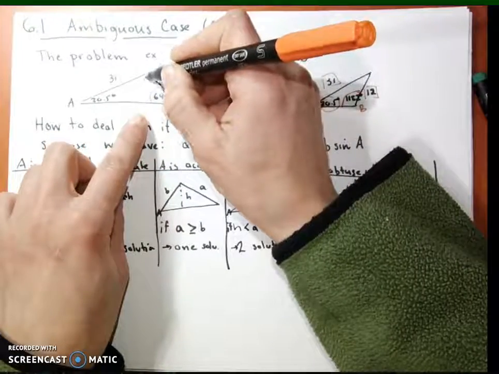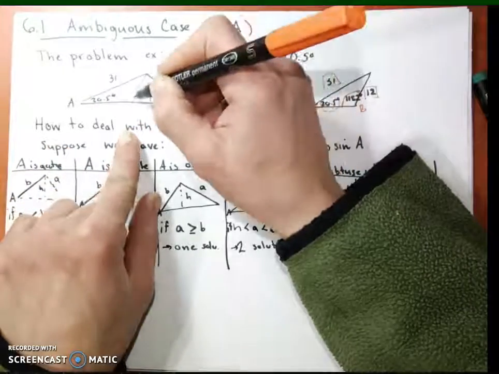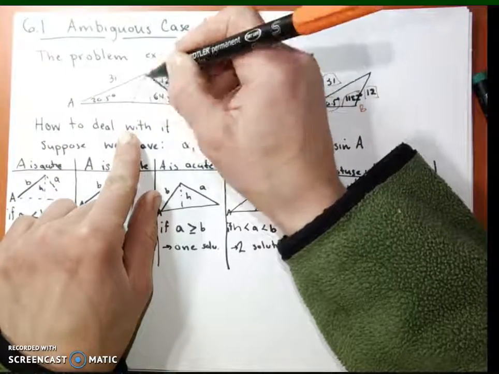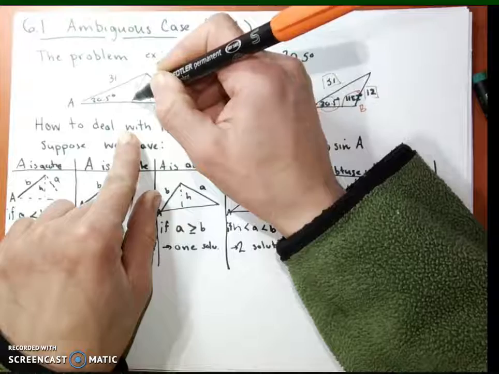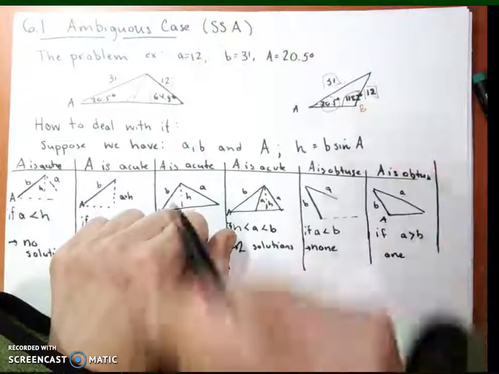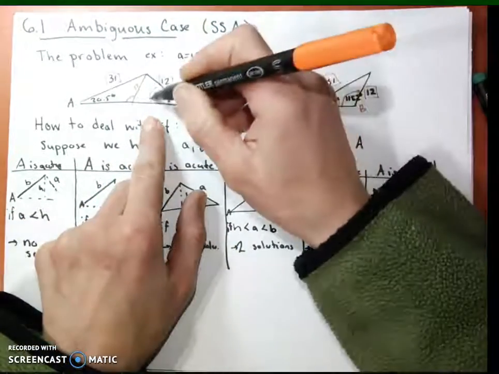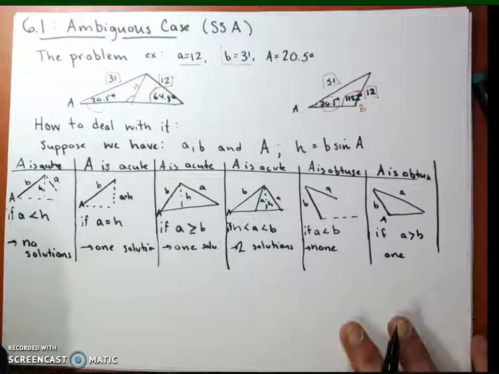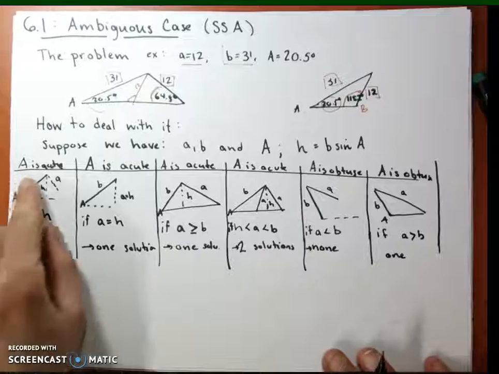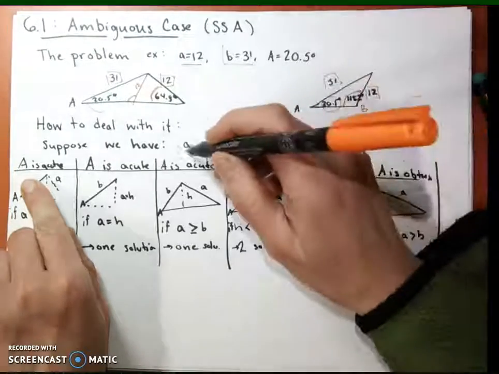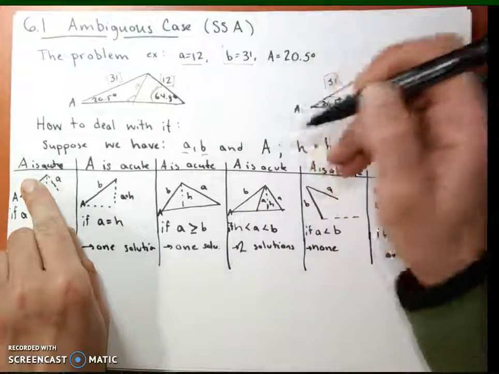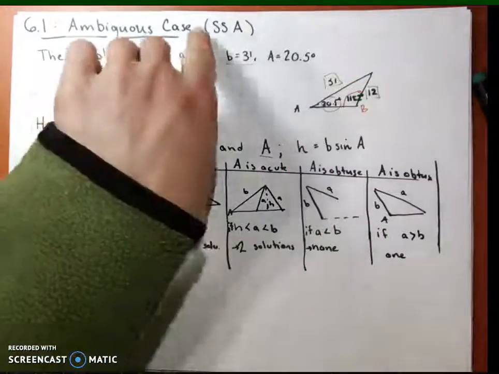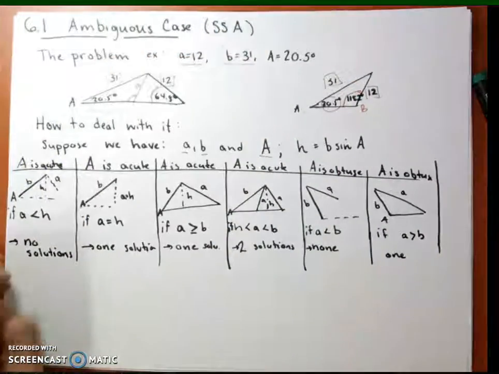So you can visualize both of these together. Both this is 12 and that's 12. So this is the obtuse choice for B, and this is the acute choice for B. So let's just look at these rules. We're assuming that we have this information, little a, little b, and big A, so we're in the SSA case.